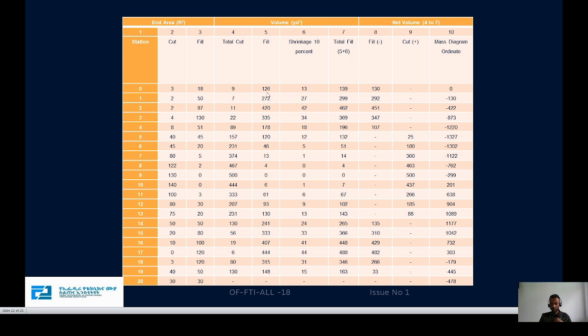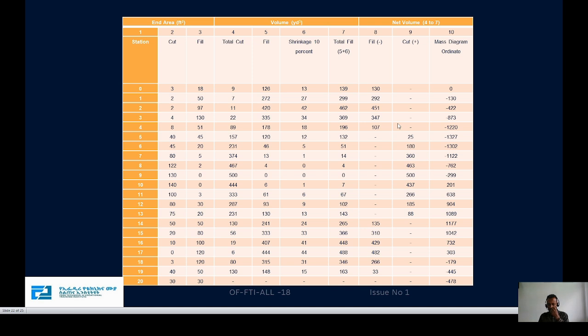So the total material will be 226 plus 13, which is 139. So we add these parts. The net volume is calculated as the total fill minus the total cut. So 139 minus 9 is 130, and 299 minus 7 is 292. So we place the filling sections, and the cutting sections use this one.